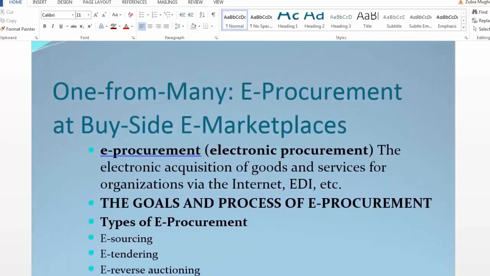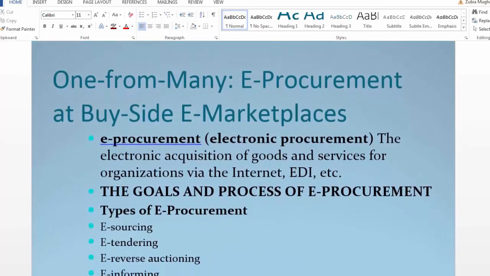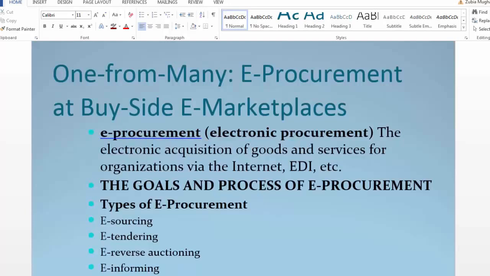Now, one from many e-procurement at buy-side e-marketplaces, like the exchange marketplaces we saw in the previous videos. All you need to do is just press a button. You make your selections and press a button. Your account is already set up, your cards are already set up, and at the click of a button an order is placed and it will start being processed. So e-procurement, or electronic procurement, is the electronic acquisition of goods and services for organizations via the internet through the electronic display interface.